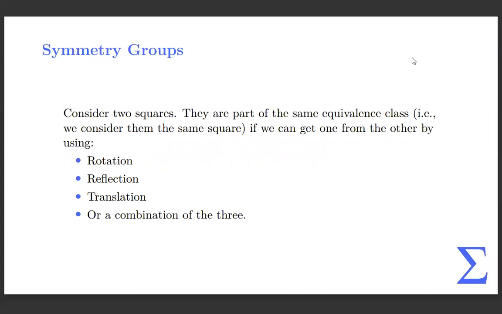Consider two squares. They're part of the same equivalence class if, going back to our old idea, you can get one from the other by using rotation, reflection, or some combination of them, it's still the same square. This is the equivalence relation we choose. I can leave out translation because I'm not actually working with coordinates or anything. So it's rotation, reflection, and a combination of the two. Questions about this? Does everyone understand how we're considering two objects equal in this scheme?